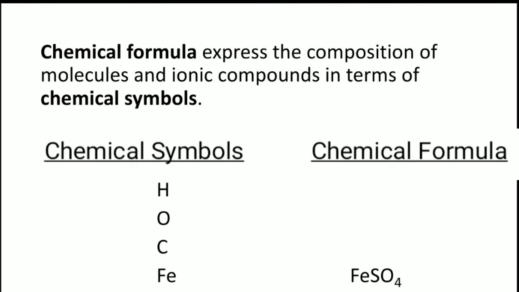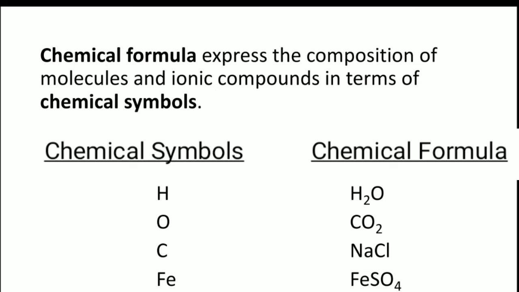Let's now move on to representing substances in terms of chemical formula. A chemical formula expresses the composition of molecules and ionic compounds in terms of chemical symbols. Some chemical symbols are H for hydrogen, O for oxygen, C for carbon, Fe for iron. For the rest of the symbols of elements, you can check the modern periodic table. You can see there the existing elements on Earth. Some examples of chemical formula are H2O for water, CO2 for carbon dioxide, NaCl for salt, FeSO4 for ferrous sulfate.